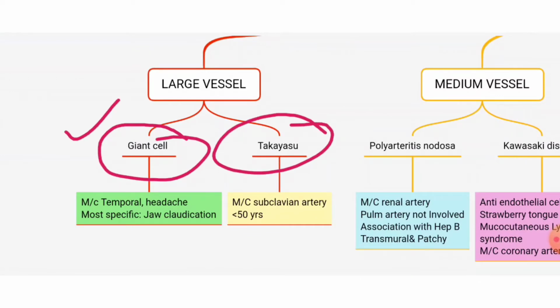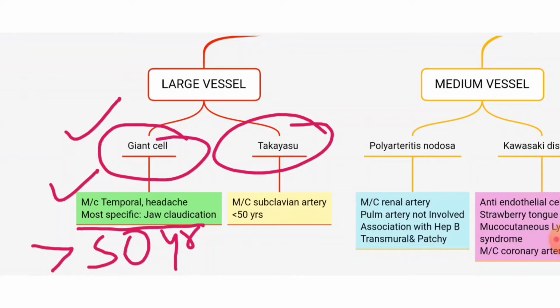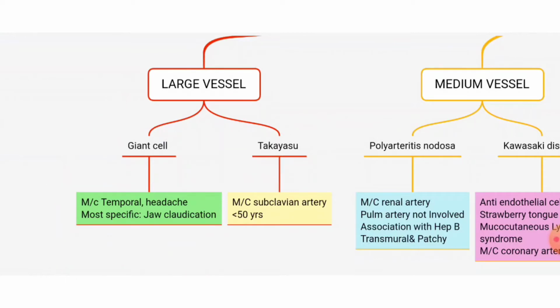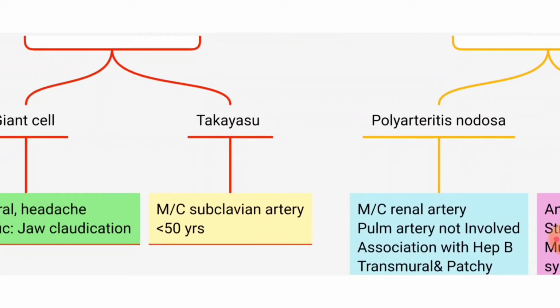So in giant cell, remember the history will be that the patient will be mostly more than 50 years old, and the most common artery involved is the temporal artery. There will be history of headache and most specific is jaw claudication. Now in Takayasu, remember the most common involved will be the subclavian artery and the age of the patient will be less than 50 years.